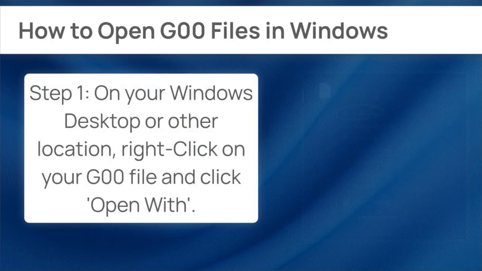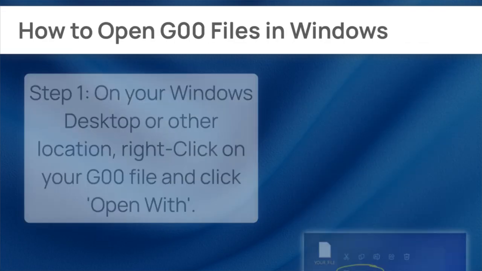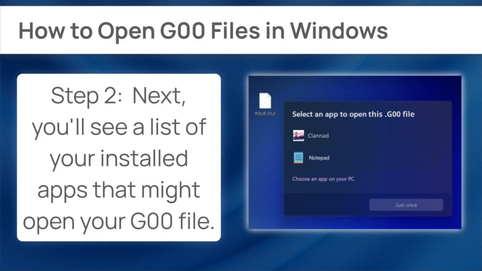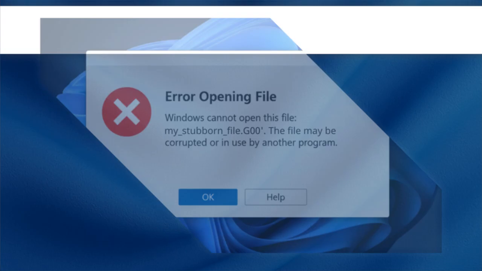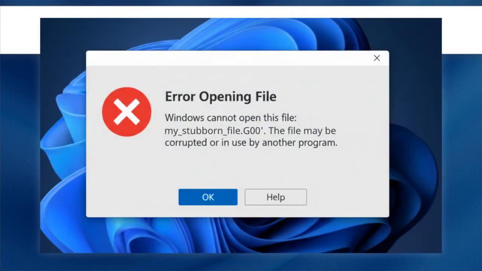To open this specific format, right-click your G00 file and select Open With. If Clannad is available, use that first. If it's missing, choose another program. Don't worry if it takes a few attempts to find the key. If your G00 file still refuses to open, stay calm. It simply means we can't rely on the initial software anymore.